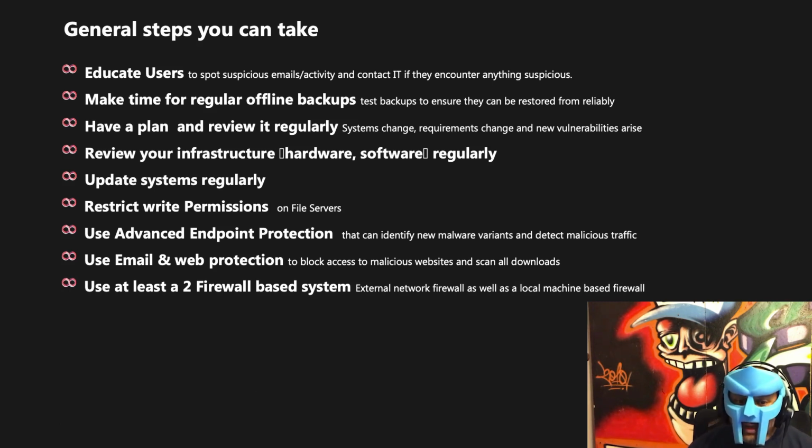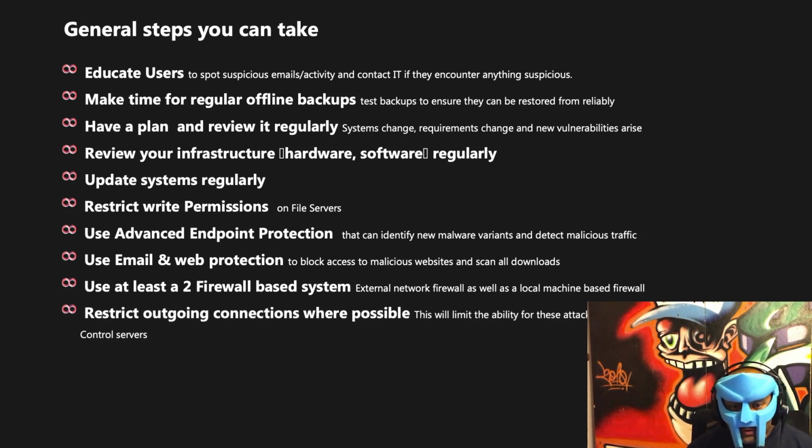You want to use at least a two firewall based system. In some circumstances, I would say you would want to use even more. An external network firewall as a minimum, as well as a local machine based software firewall. In the case of, let's say, a database or a file server that has very sensitive data, you might want to put a secondary hardware firewall in right after your switch to further secure that. You want to restrict outgoing connections where possible. This could limit the ability for these attacks to contact their command and control servers.